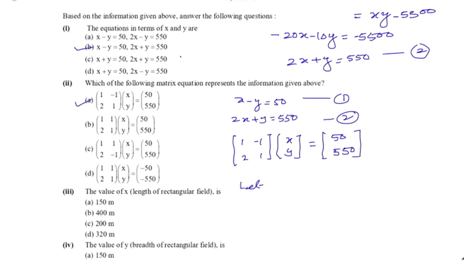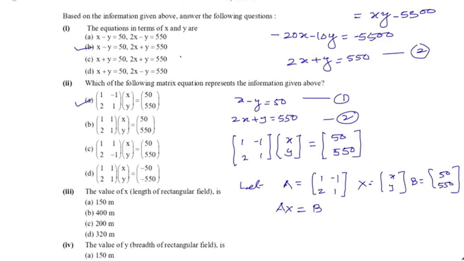And in third, the value of x, length of the rectangular field, is. So solving the equation given in the matrix form, we have A is equal to 1 minus 1, 2, 1, and capital X is the matrix of variables x, y. B is the matrix of the constants 50 and 550. Therefore, this whole equation can be written AX is equal to B. Therefore, X is equal to A inverse B. So first we find the A inverse, multiply by B, we can find the value of x.